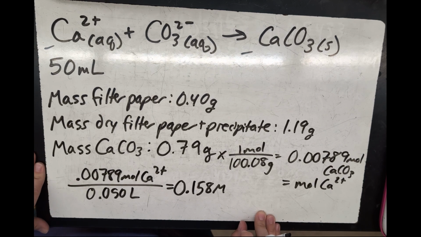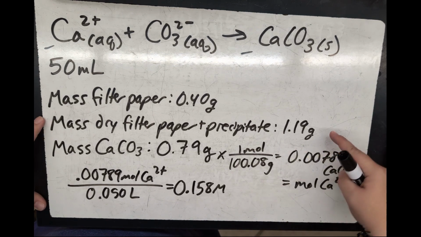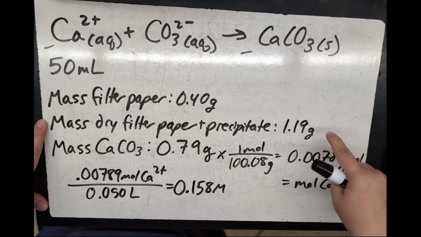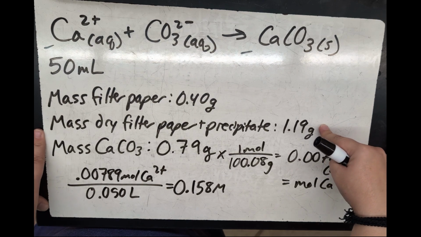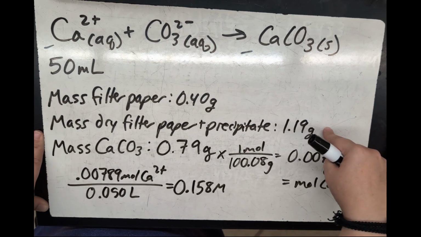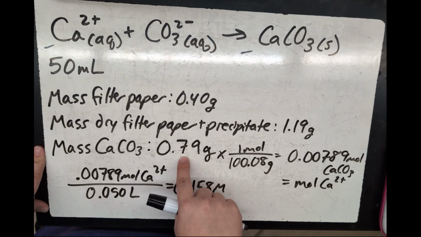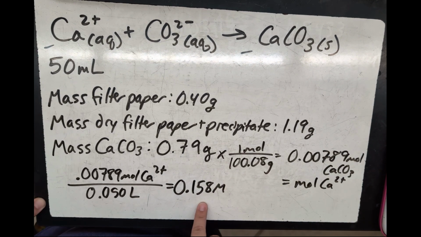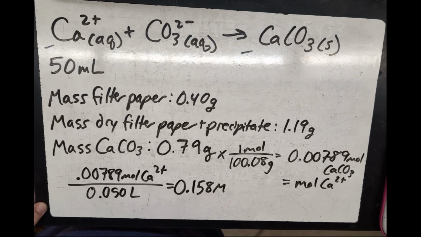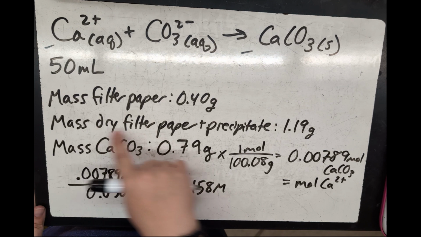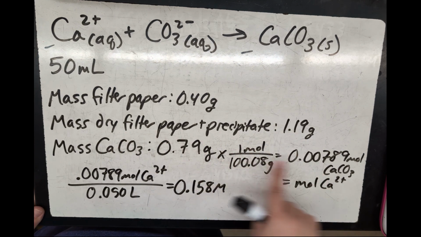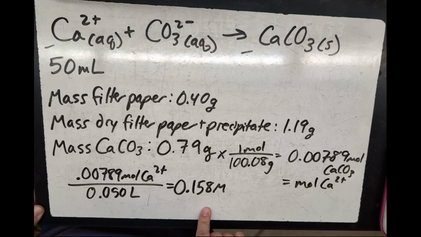A couple of sources of error that you could talk about: if you didn't dry out the precipitate all of the way, then this mass would be too high because there'd be extra water in it. So when you subtract out the filter paper, your mass of the calcium carbonate would be too high, your moles would be too high, and therefore your molarity would be too high. Another source of error might be when you were getting the filter paper out of the Buchner funnel, maybe some of the calcium carbonate got onto the spatula or was left behind in the filter. That would make your mass too low, which would decrease your moles and therefore decrease your molarity.